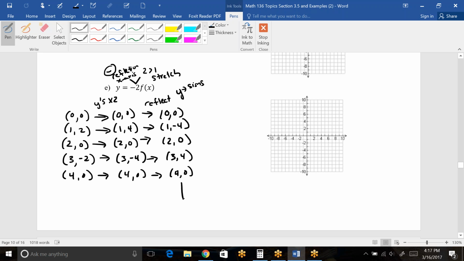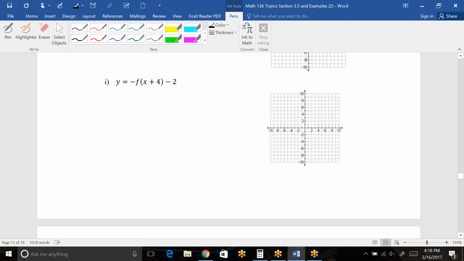So these right here, these 5 are my final answer. I've done all of my transformations. So 0, 0, 1, negative 4, 2, 0, 3, 4, and then 4, 0. Notice that I still have the same graph shape, but it has been flipped upside down and it's stretched out along the y-axis.